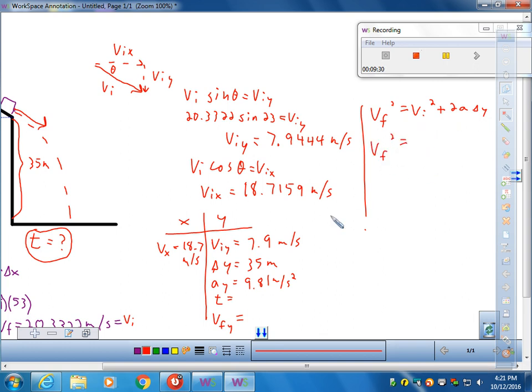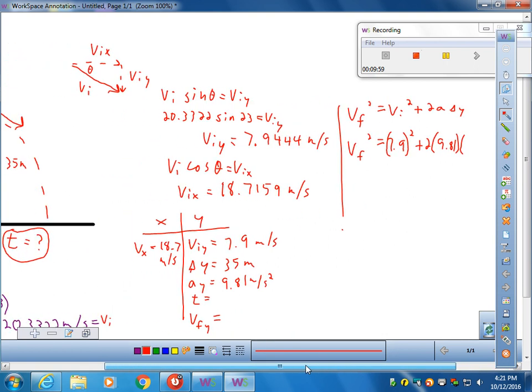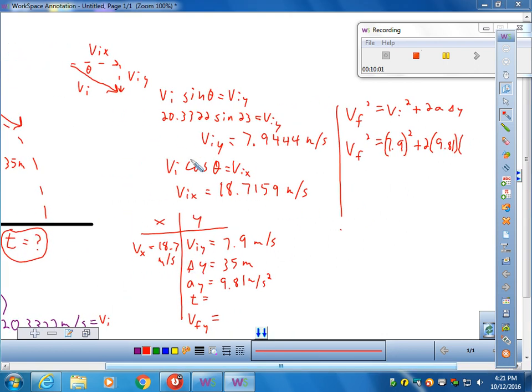And VI in this case is my long number from there, 7.9 and some change. We're working in the y dimension, remember, so we only need to use numbers from our y dimension. Use your whole number since you're working for the computerized homework side. So VF squared equals VI squared plus 2 times A, 9.81, times delta y, which is going to be 35.